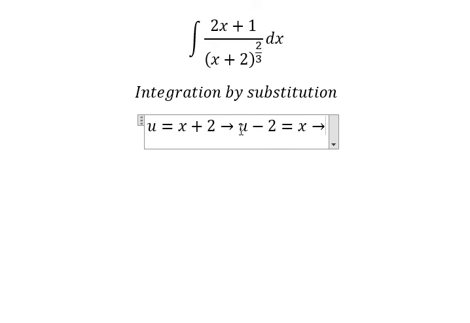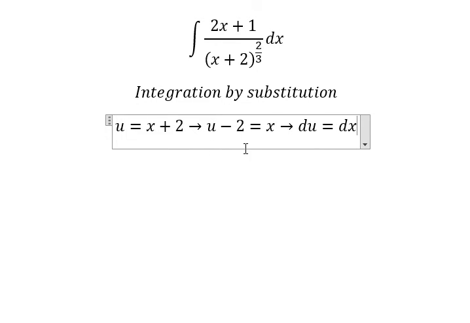Later, we take the first derivative of both sides. The first derivative of u is 1, and the first derivative of x is 1. This is the constant, so you get 0 in here. That's why we have this one.